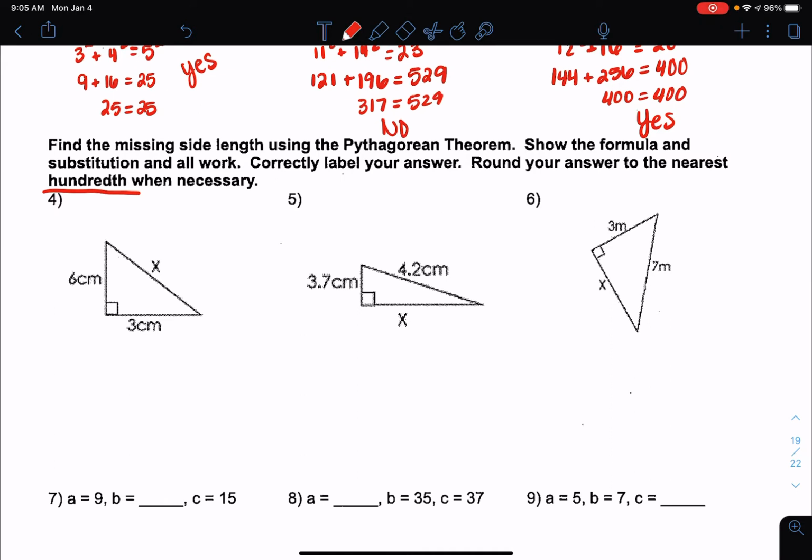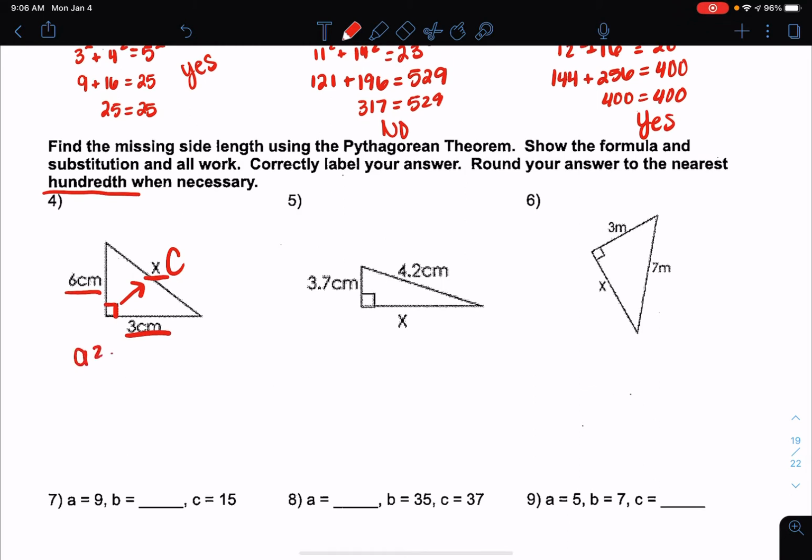Let's go ahead and look at this. Remember, I have my right angle right here, and anything across the right angle is going to be my hypotenuse. So I have c here, which we don't have a value for, and then we have our legs, which are 6 and 3. Since we don't have a value for c, our hypotenuse, we're going to solve for c.